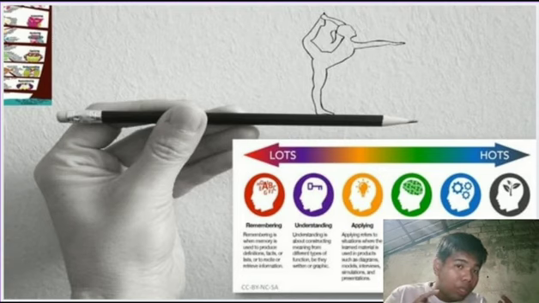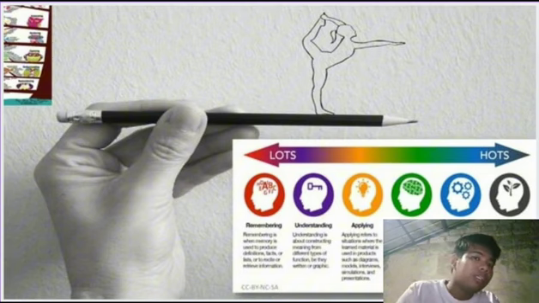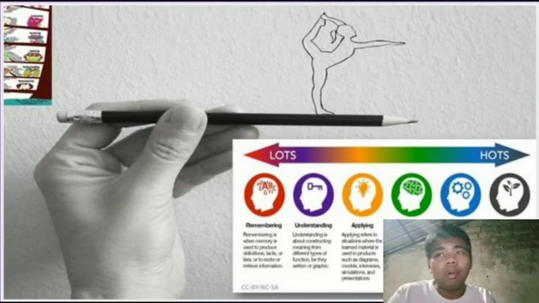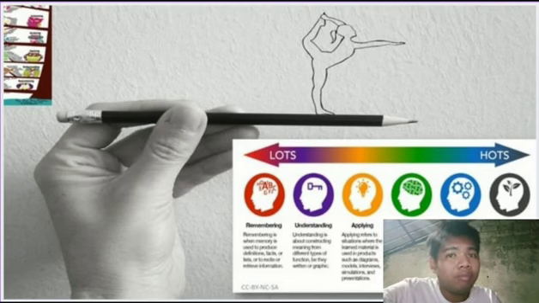But in higher order thinking skills, the first one is analyzing. In analyzing, you need to analyze your situation to understand what problem you're having right now. That's why it's a part of higher order thinking skills. The next one is evaluating. In evaluating, the students make judgments about the value of information, ideas, or methods based on established criteria. One example is judging the effectiveness of a scientific experiment or the quality of an argument.